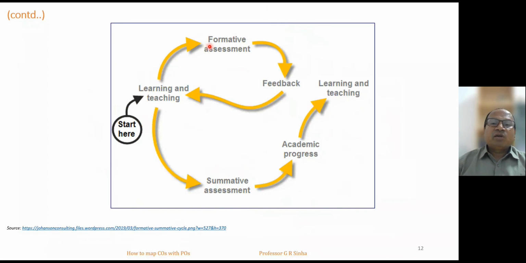So as you can see, in the formative assessment, you will have a regular feedback, whereas in summative assessment, you are doing it just at the end of the course, so it's just indicating the academic progress, and learning and teaching pedagogies are used, and that's all. And learning pedagogies are just going on, and you are probably not modifying.